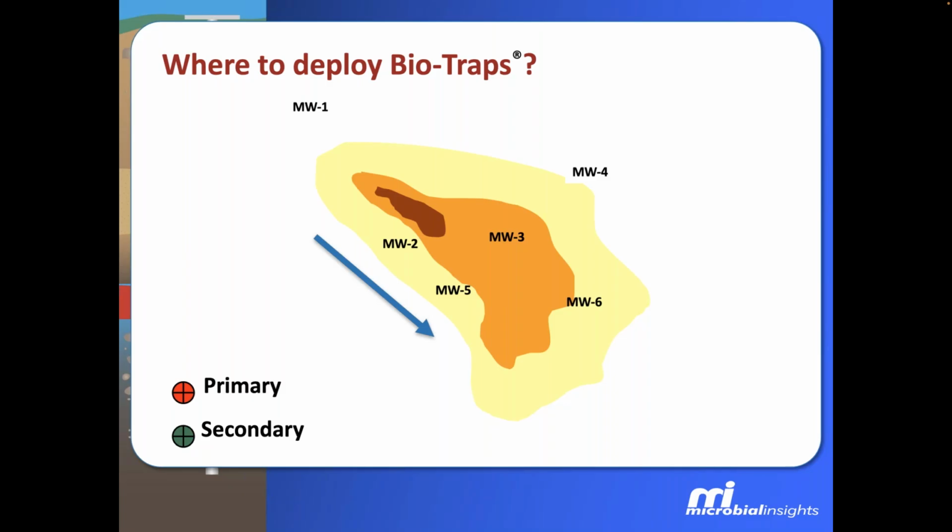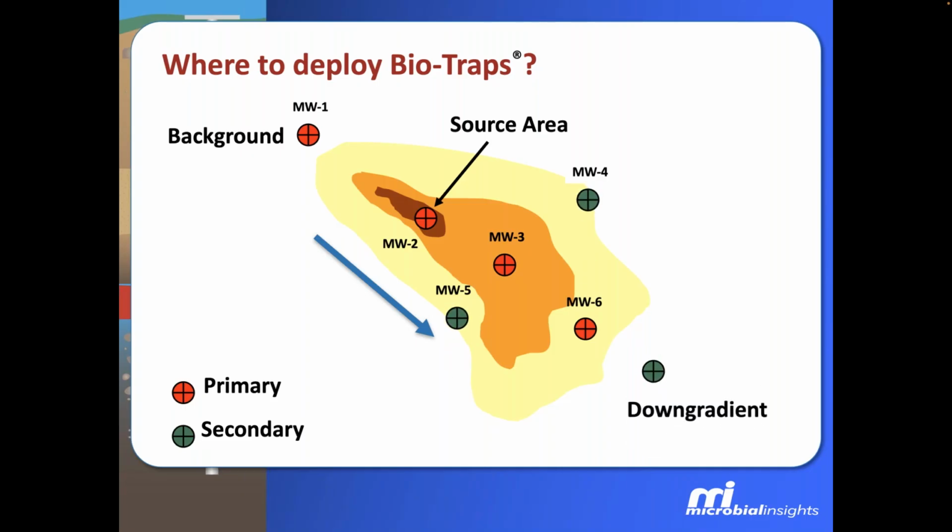Again, we're looking at contaminated groundwater here, a little representation of a map of a site with contaminated groundwater and the source area identified there. Typically, what we would recommend is to deploy biotraps along the axis of that plume, certainly a biotrap in the source area, down gradient of the source area, and also a background well up gradient of the plume. Those would be our primary locations. Our secondary locations, we might also sample down gradient. We might also sample the periphery of the plume to find out what's going on in those areas as well.